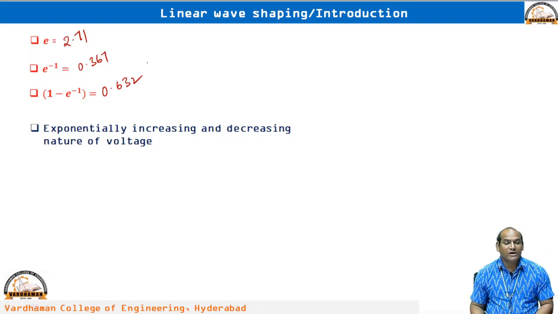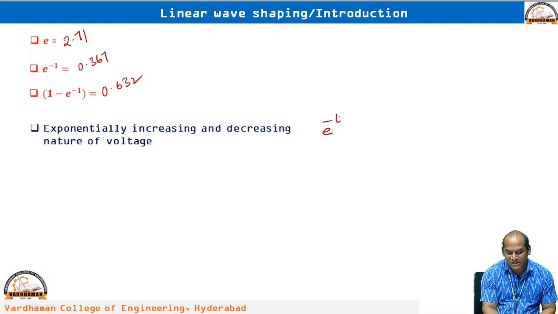So, we are going to work with 36.7 percentage of some value, and we are going to work with 63.2 percentage of some value. That is why, just to have the interest about this one, I am giving these numbers; you try to remember these values. Next, exponentially increasing nature is required for us and decreasing nature is required for us. We know about the mathematical expression for the exponentially decreasing signal or exponentially increasing signal. For example, e power minus t I have given.